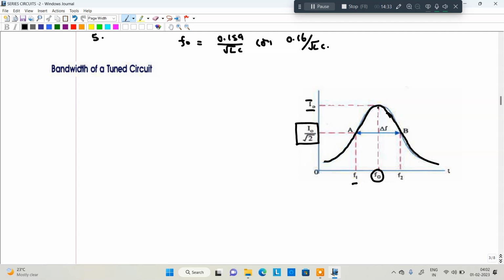You will get two frequencies, f1 and f2. At those particular frequencies, you will get half power. That means the power output of the circuit is half of the total power. Those frequencies are called the upper cutoff frequency and lower cutoff frequency. So f1 is the upper cutoff frequency and f2 is the lower cutoff frequency.